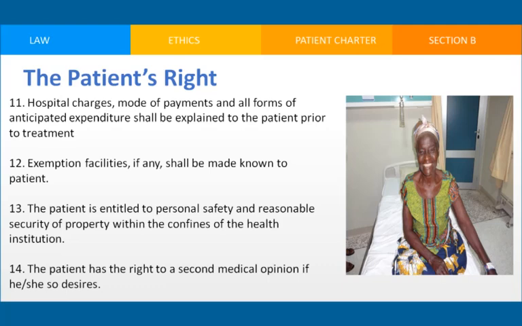If they are okay with the cost and they understand everything before we start treatment. Number 12, exemption facilities, if any, shall be made known to the patient. If there's any facility in the health service where the patients are supposed to pay more or the patient cannot access, the patient should be able to know.